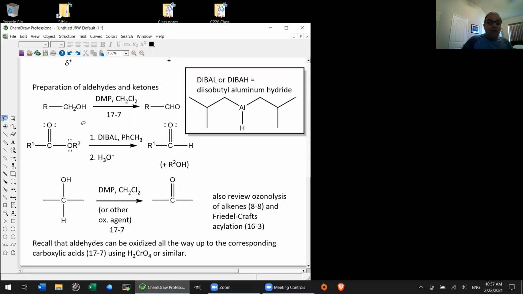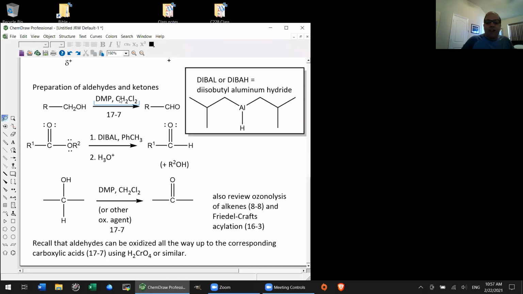We already know, for instance, that you can make an aldehyde by oxidation of a primary alcohol of this type. R can be pretty much whatever you want it to be, with some mild oxidizing agent like Dess-Martin periodinane, or some of you are also aware of PCC, pyridinium chlorochromate.